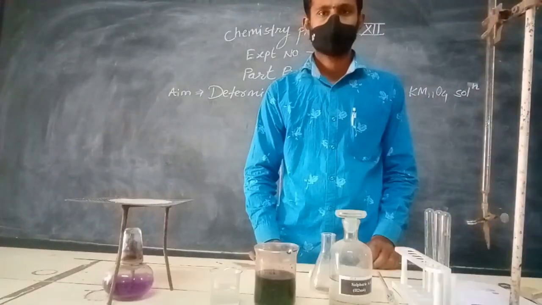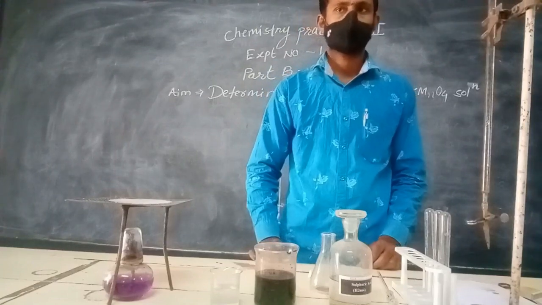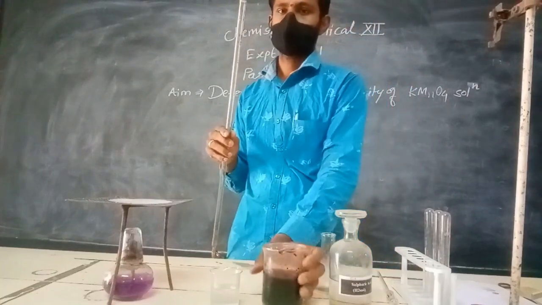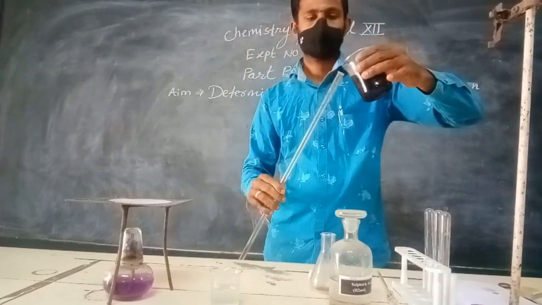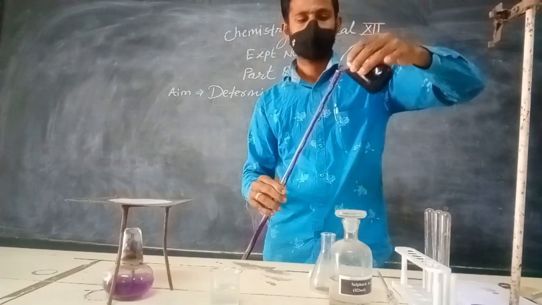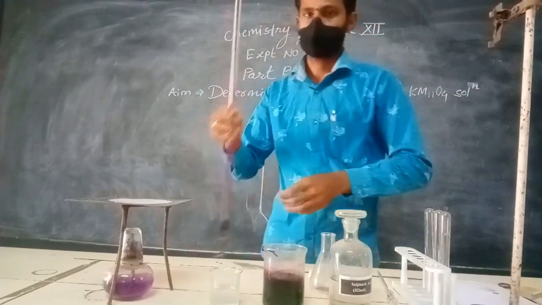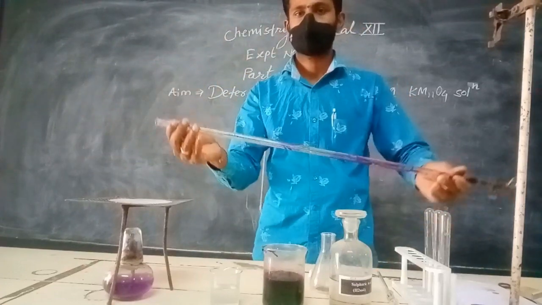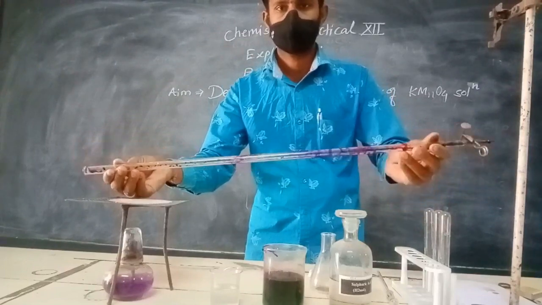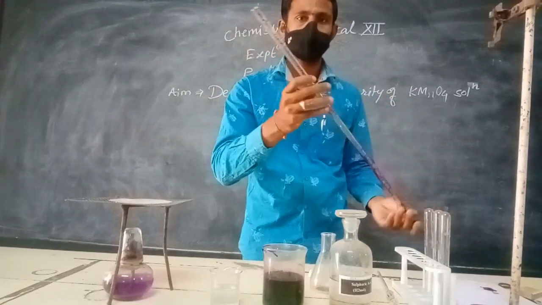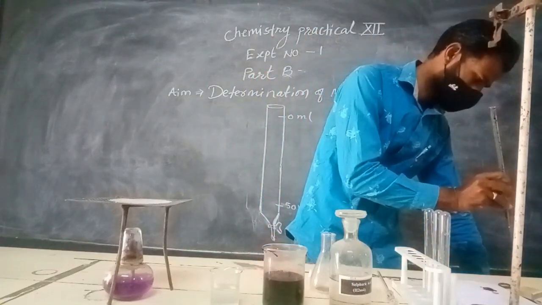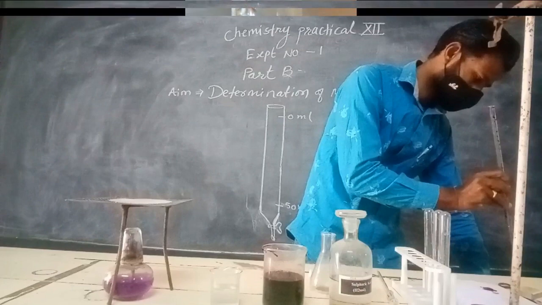See friends, before starting the experiment, all apparatus are washed, and now we are going to rinse the apparatus. We are going to rinse the burette. Rinsing means washing the burette with the help of the solution which we will use to fill it, that is, we are going to fill the burette with KMnO4. So I wash the burette with KMnO4 solution and then throw it into the basin.